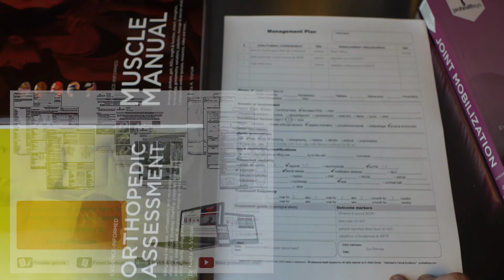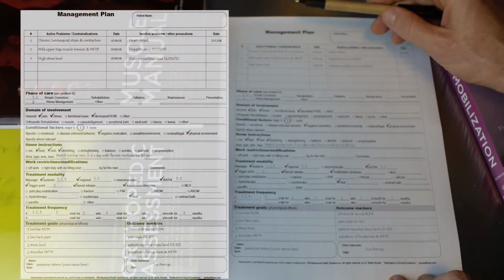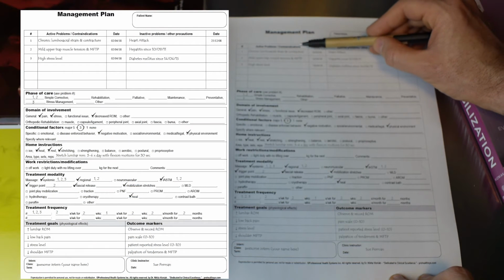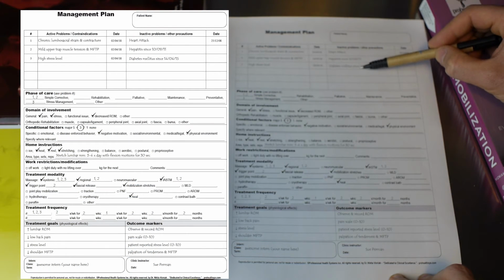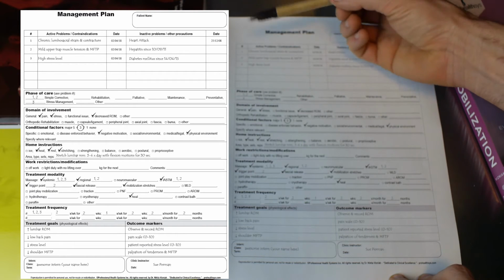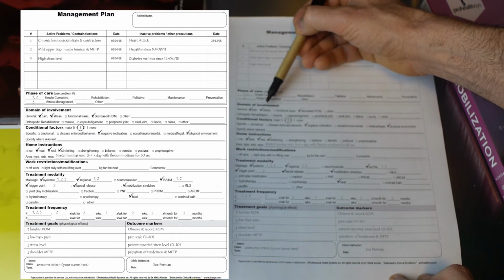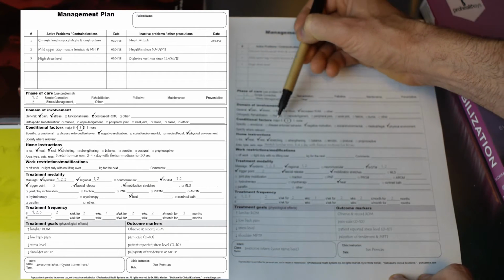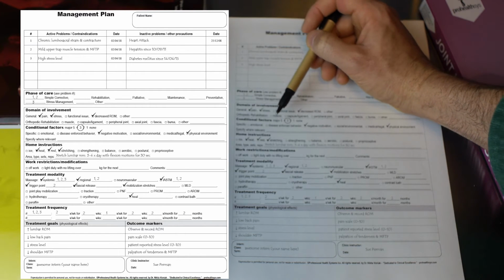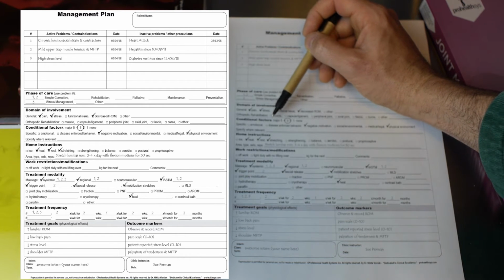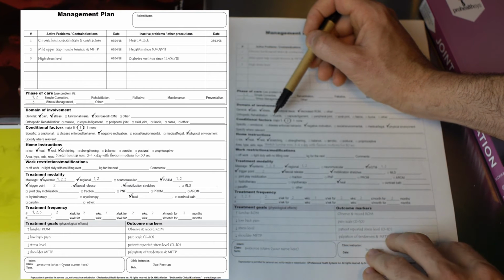The last thing we come to is a management plan. A management plan must be filled out for a new patient, and you talk about active problems and inactive problems, and phase of care, what you're involving, whether it's pain, stress, functional movement, decreased range of motion. And this is a big one here. Definitely take consideration of conditional factors. So what kind of conditional factors are out there?